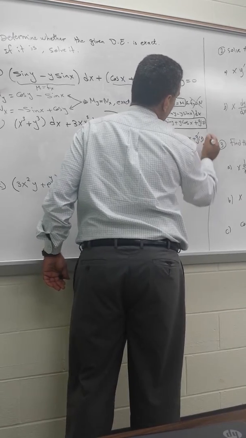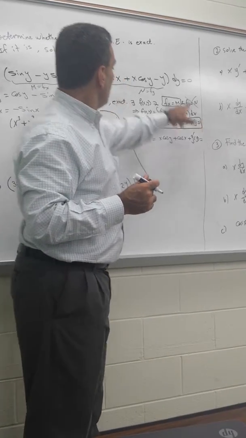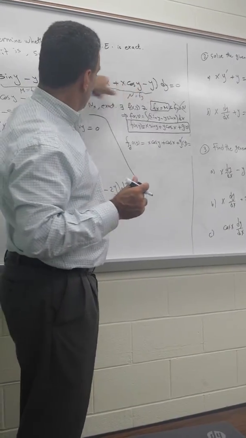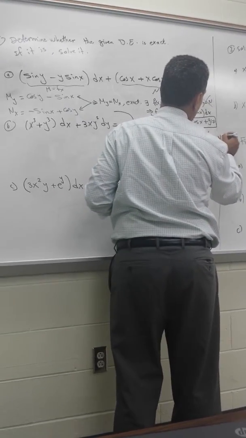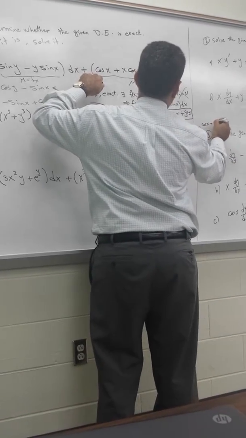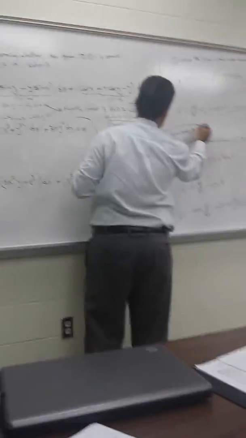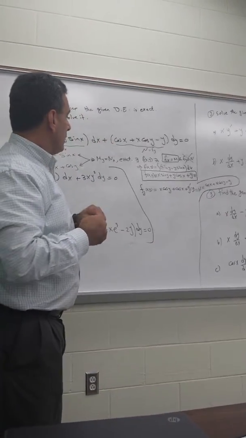And this is supposed to equal to what? Remember, f sub y is what? F sub y is n. So this is supposed to equal to this function? You just set it equal to n, right? Which equals cosine x plus x cosine y minus y. So we're basically just taking the derivative twice and the integral twice.